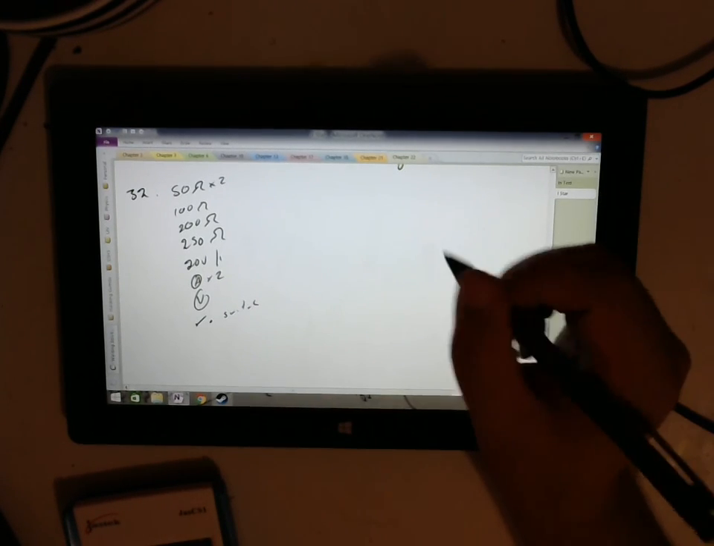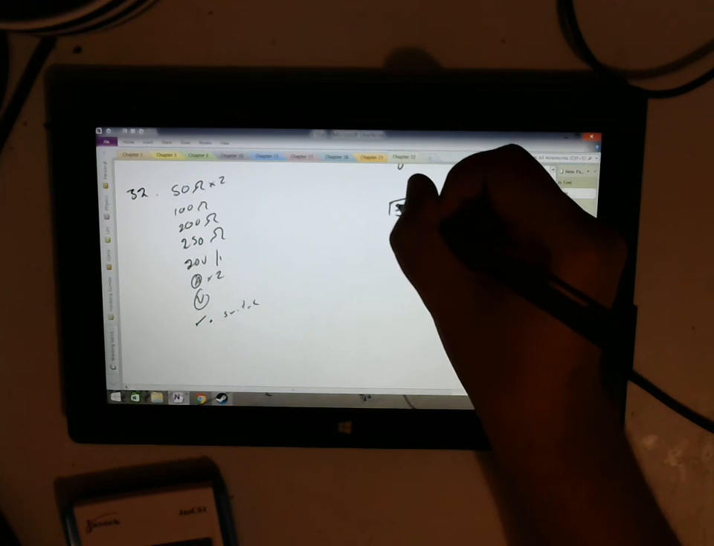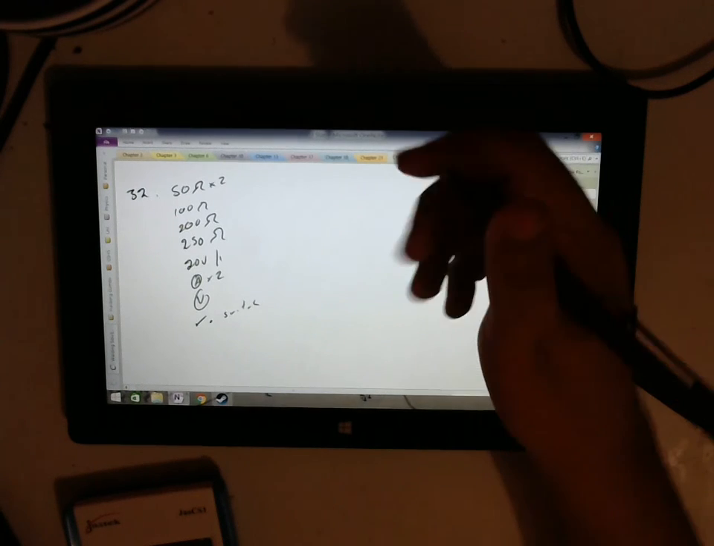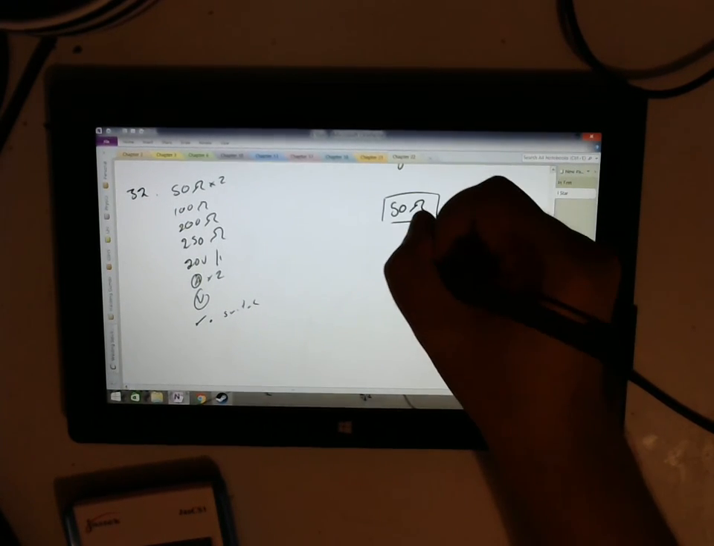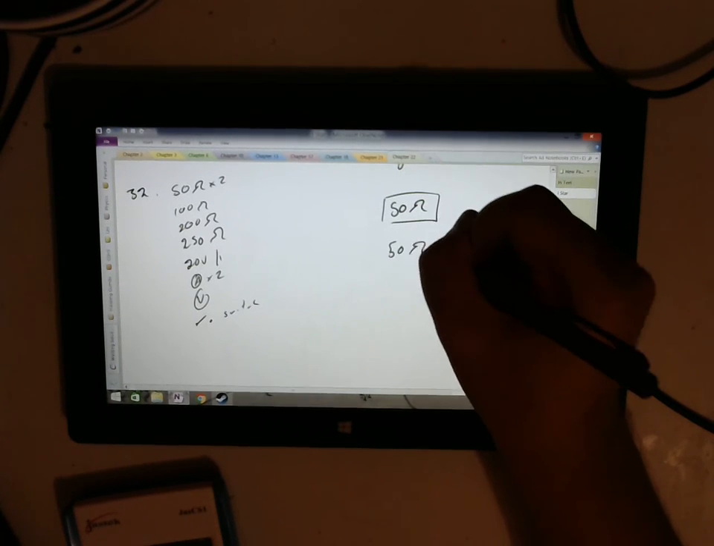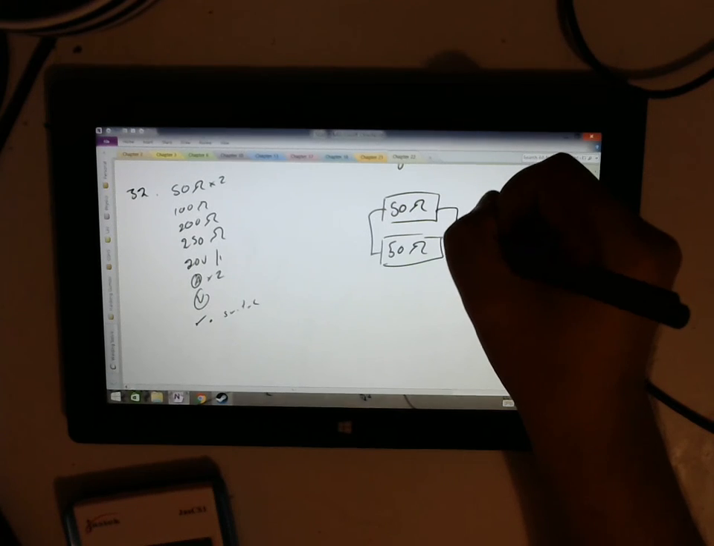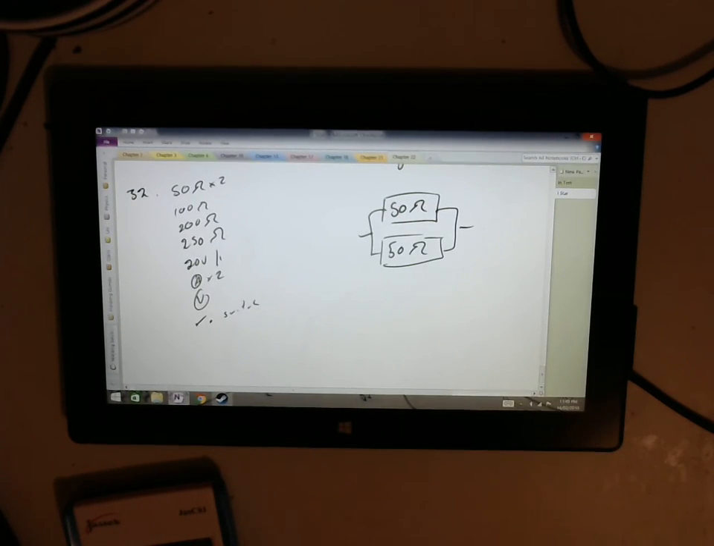So let's start off. 2 paralleled 50 ohm resistors. Well, we can draw that. So we're going to have a 50 ohm, let's draw that a bit bigger so I can actually fit it all in there, 50 ohm and 50 ohm. There's our 2 parallel 50 ohm resistors, and they're in series with 3 large resistors of 100, 200 and 250.